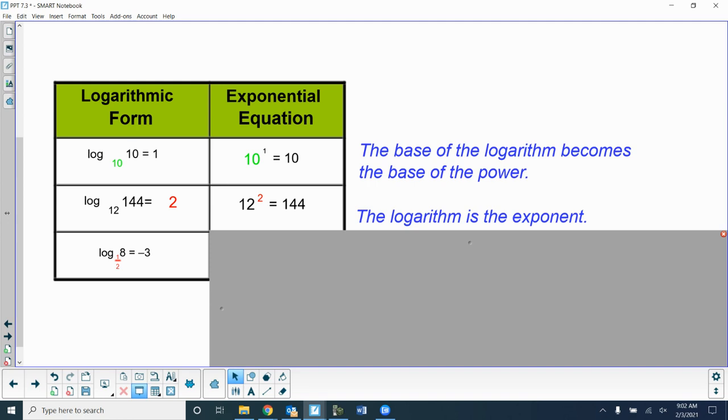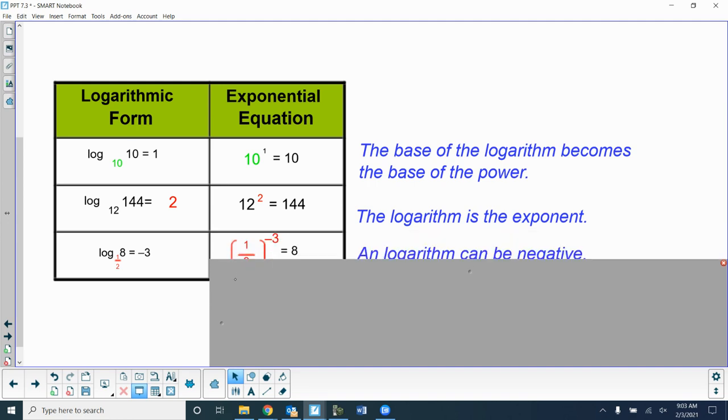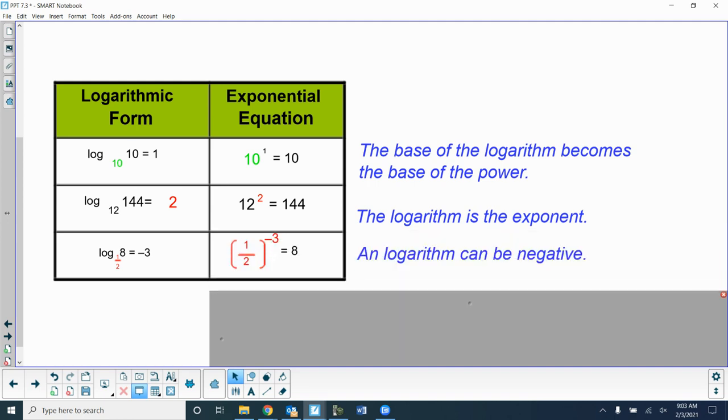The base is 1/2. 1/2 to the negative 3 equals 8, yeah. All right? Do we understand that? Any questions?